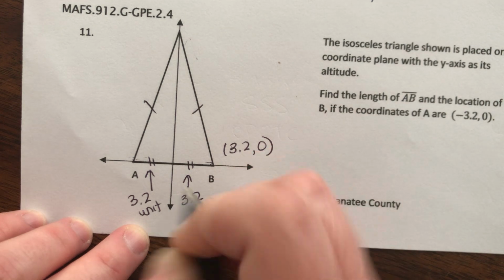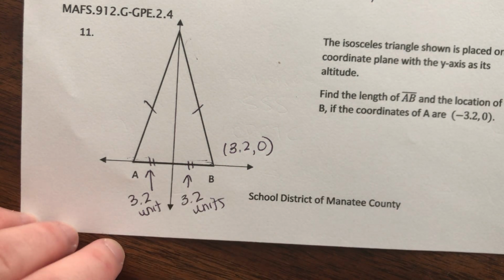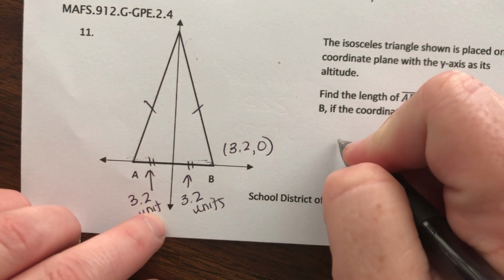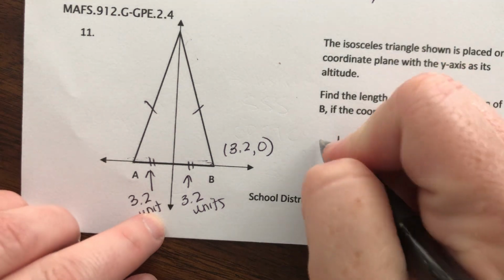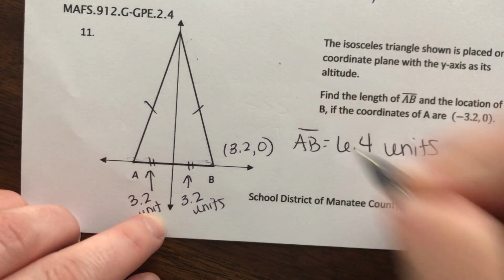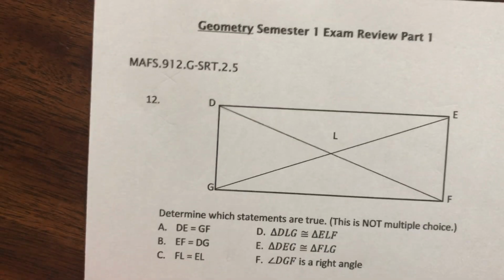So what's the total length of line AB if this half is 3.2 and this half is 3.2? 6.4 units, right? 6.4 units equals AB. Okay, questions? Let me know. We got one more page here. We're almost done with part 1.